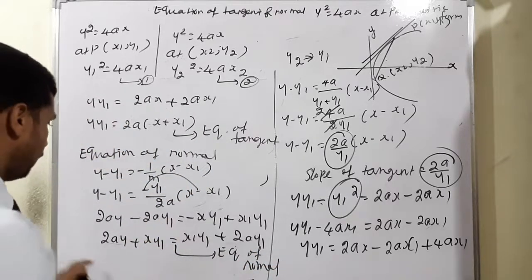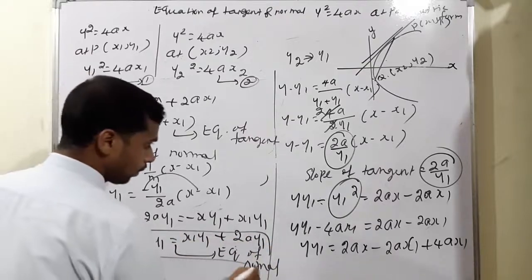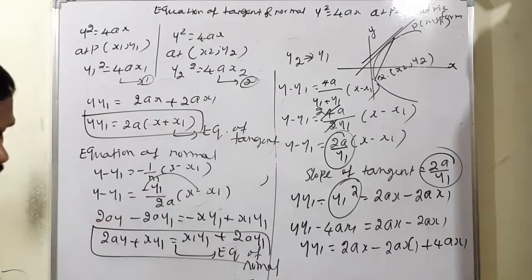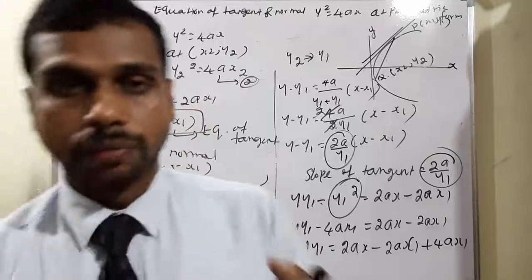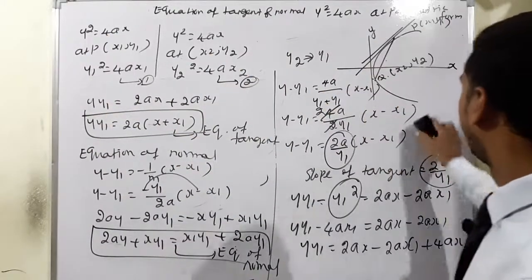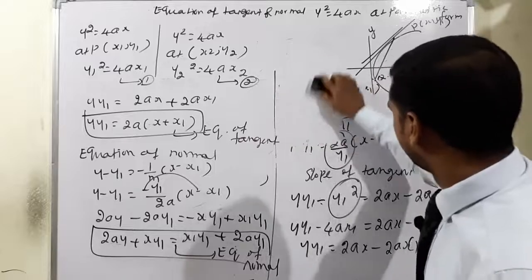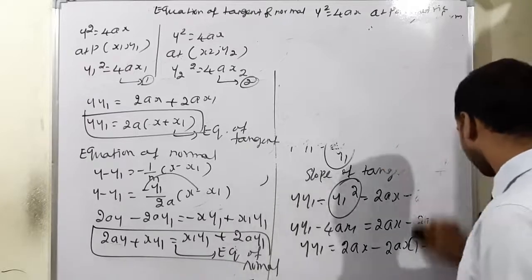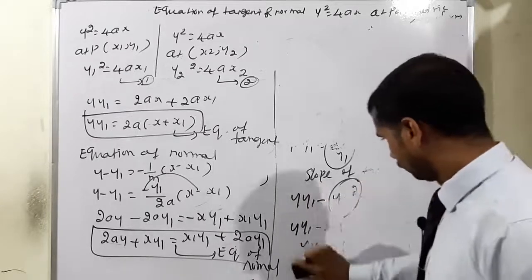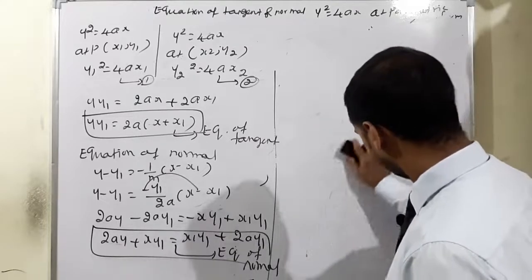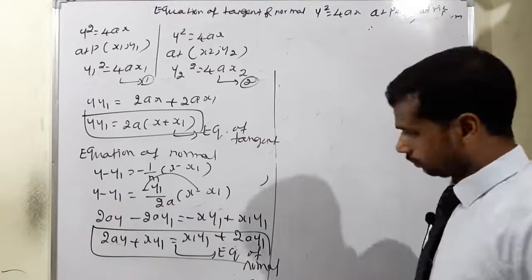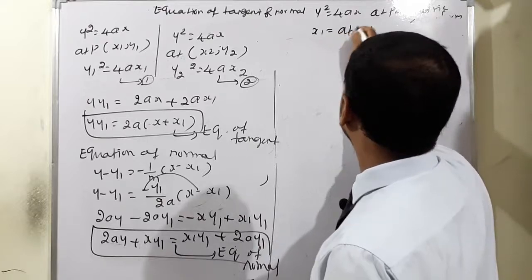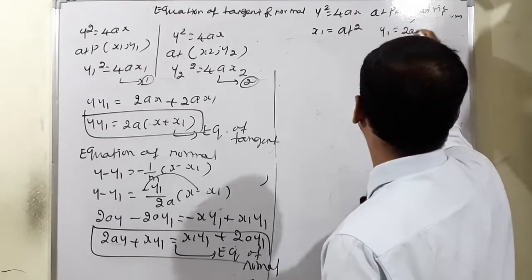So these are the 2 points we need. This is also one of the important points, isn't it? Now I am moving to how to apply the equation of tangent and equation of normal in parametric form. The main condition: x1 is equal to at square as well as y1 is equal to 2at, isn't it?